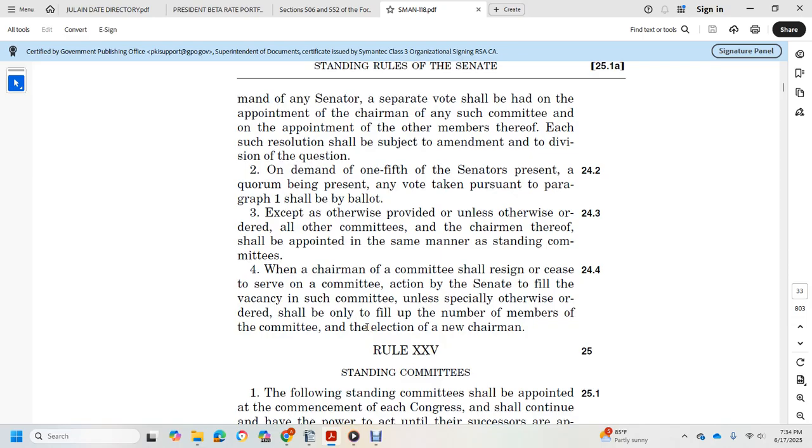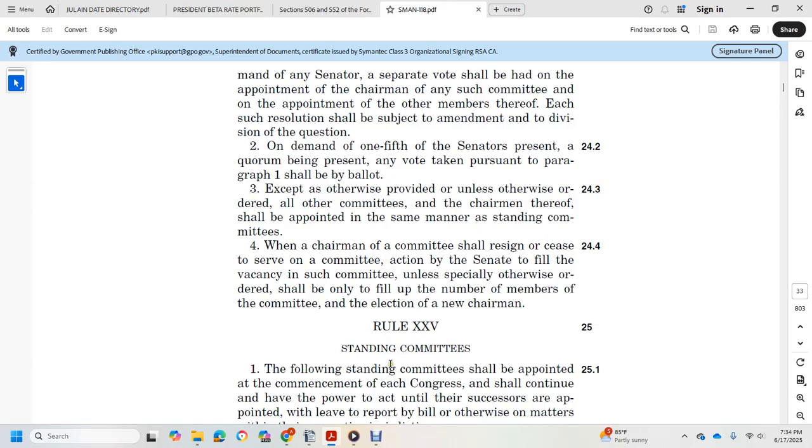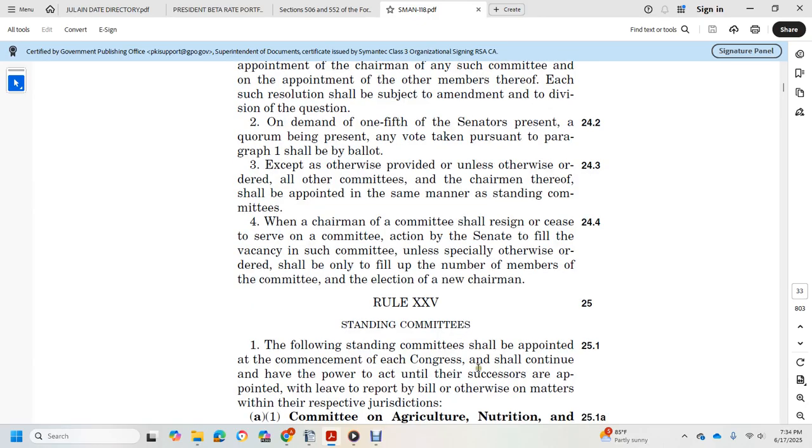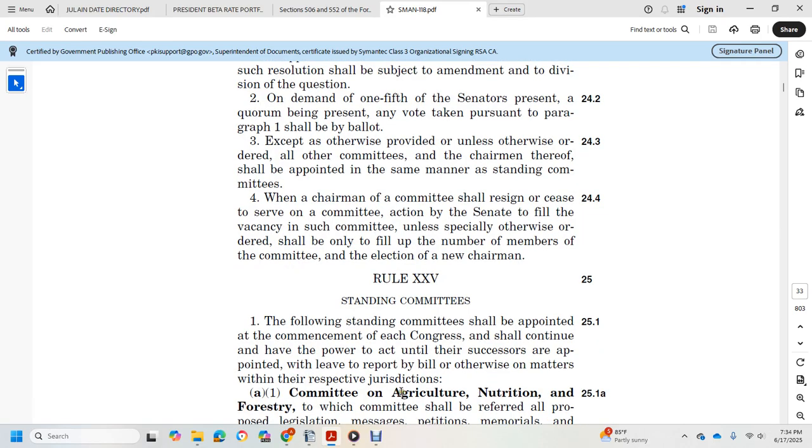Rule 25, standing committees. The following standing committees shall be appointed at the commencement of each Congress, and shall continue and have the power to act until their successors are appointed, with leave to report by bill or otherwise on matters within their respective jurisdictions. Committee on Agriculture, Nutrition, and Forestry.